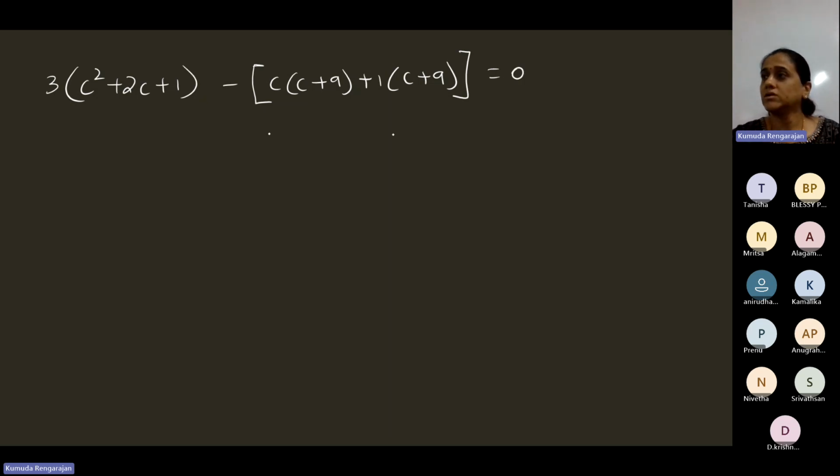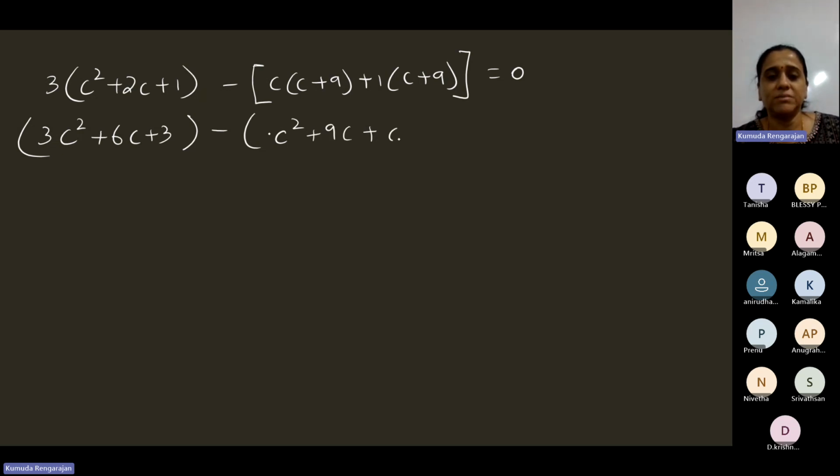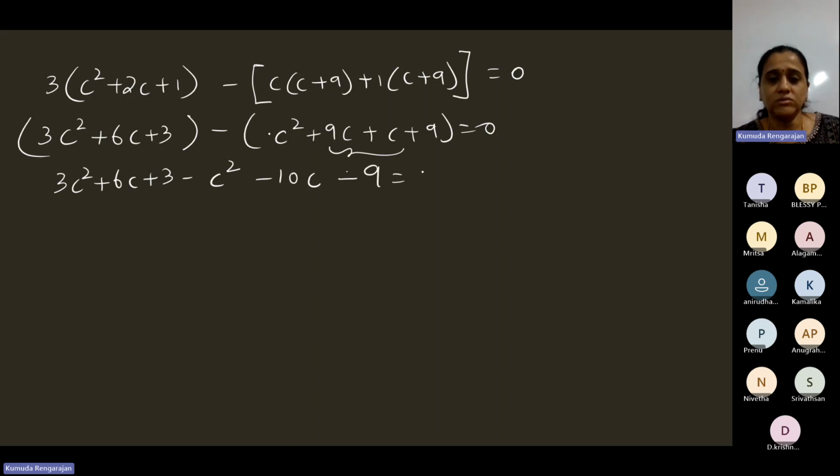Is equal to 0. How do you multiply c plus 1 and c plus 9? Like this: c into c plus 9 plus 1 into c plus 9. So 3c squared plus 6c plus 3, minus c squared plus 9c plus c plus 9, is equal to 0. 3c squared plus 6c plus 3 minus c squared, and this one is how much? Plus 10c, so it will be minus 10c, and minus 9 is equal to 0.